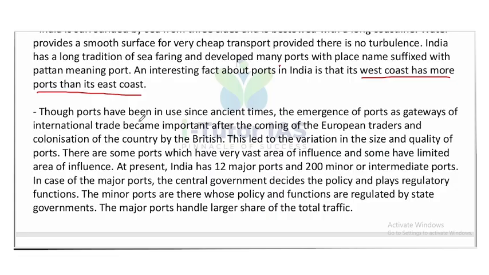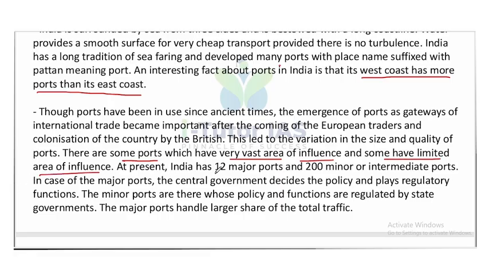Though ports have been in use since ancient times, the emergence of ports as gateways of international trade became important after the coming of European traders and colonization of the country by the British. This led to variation in the size and quality of ports. Some ports have a very vast area of influence, and some have a limited area of influence.